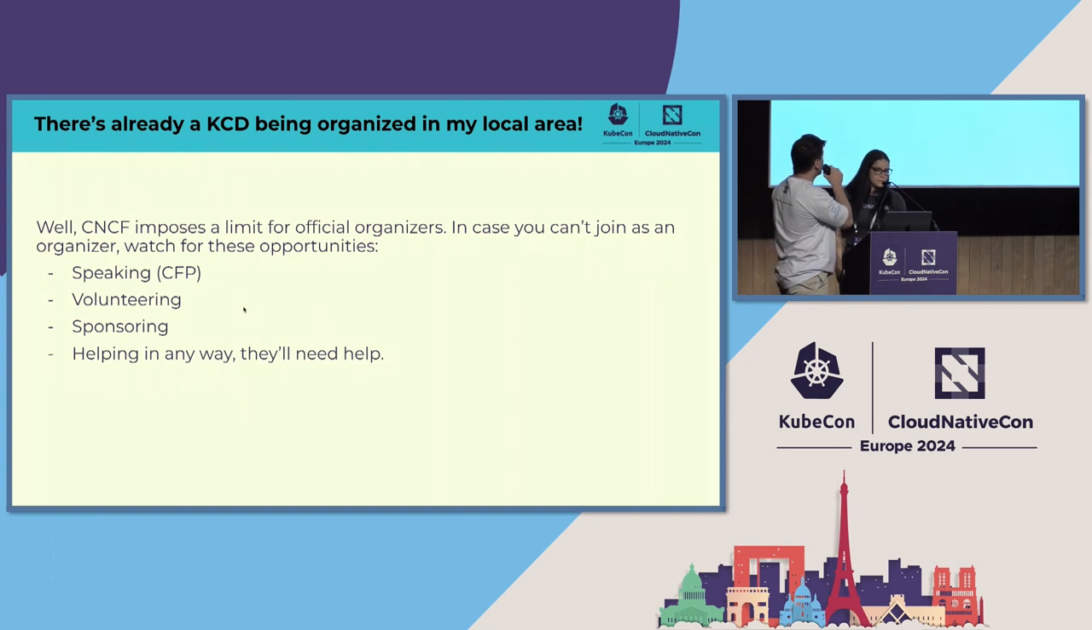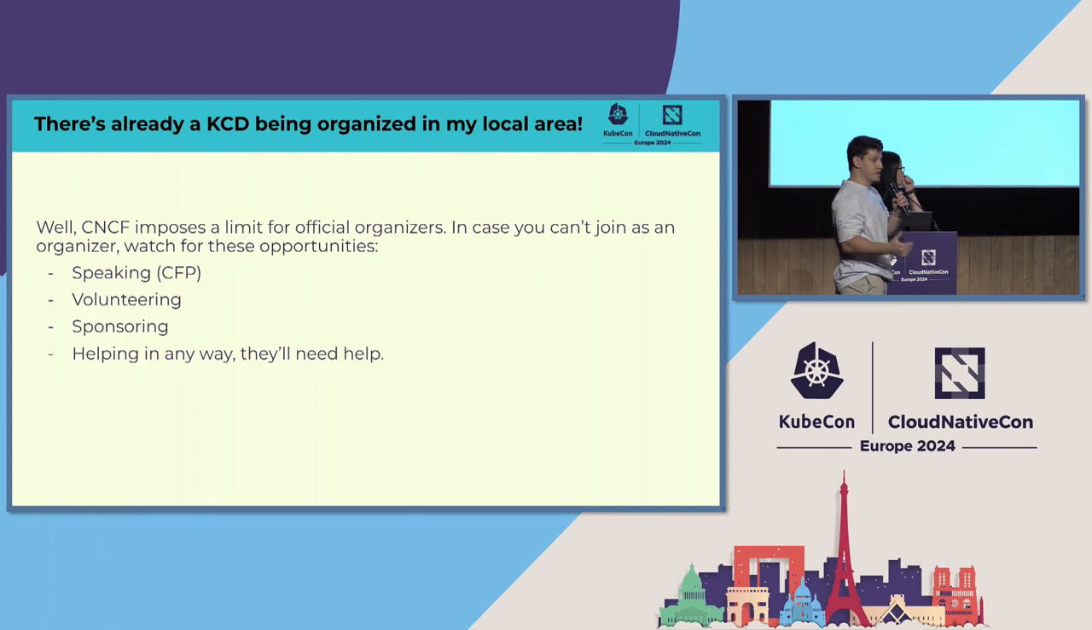Yeah, so, well, let's say there's already a KCD being organized in your area or something like that. You can do many things to help. Not only being an organizer, you can do many things. So let's start with speaking. You can speak at KCD. Maybe there are many organizers already. I know the CNCF has a limit. It's not a hard limit, but maybe if you have like 20 plus organizers, it starts to get hard to keep track of everything. So maybe there are other better opportunities to get involved. Maybe speaking is a good one.